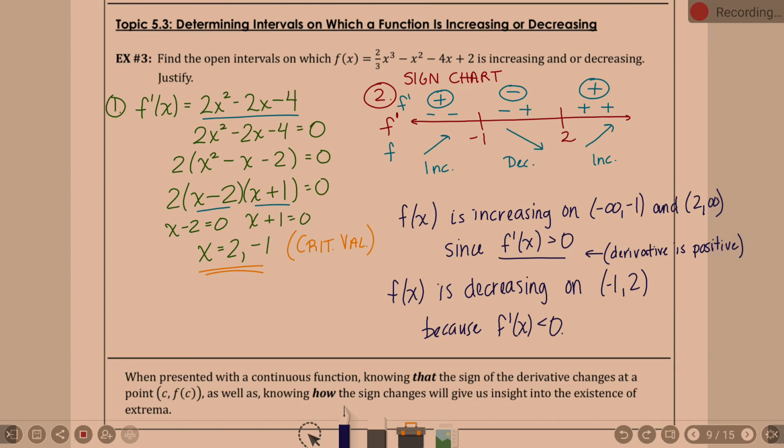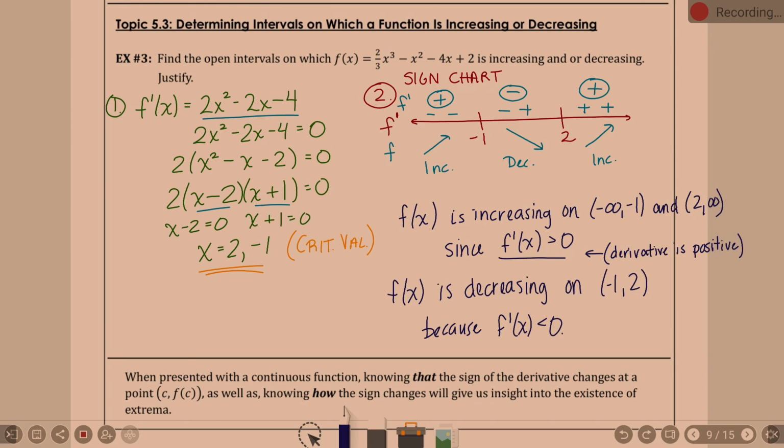Not horrible. I like these problems. This is a huge application that I feel like we use a lot. And again, I mentioned it throws me off that we're just now getting to it. But okay. When presented with a continuous function, knowing that the sign of the derivative changes at a point, as well as knowing how the sign changes, will give us insight into the existence of extrema. Because I know right now whether -1 and 2 are mins or maxes. And I believe that's probably what we're getting ready to talk about on the next page, isn't it?